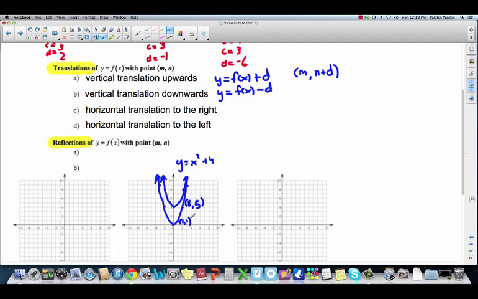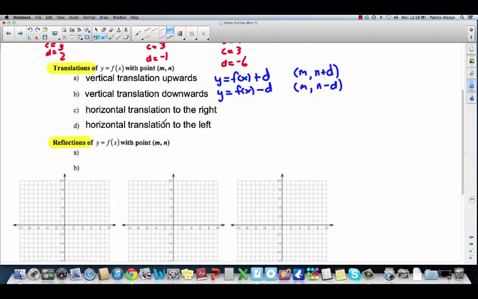It moved up by 4. So if we originally had a y value of 1, it moved up to 5. If we originally had a y value of 4, it moved up to 8. If we originally had a y value of n, it moved up to n plus d. Okay? What would happen here if you did a vertical translation downward? The x value would stay the same, but your y value would now decrease by d. Those are vertical translations, and as I said, we did them last year with our parabolas.